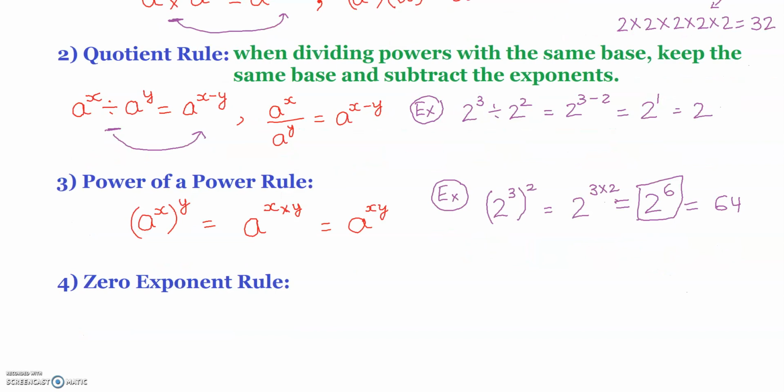Now we have the fourth rule, which is called the zero exponent rule. That means we have the base, which is a to the power of 0. Keep in mind, anything to the power of 0 is always 1. For example, I have 2 to the power of 0, which will give me 1. 3 to the power of 0, which will give me 1. So anything to the power of 0 will always give you 1. So these are the 4 exponent rules.